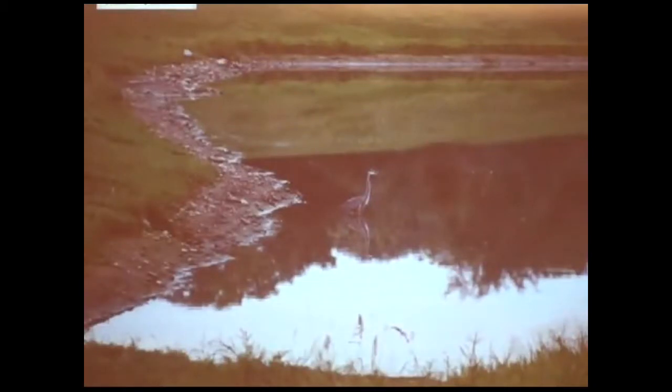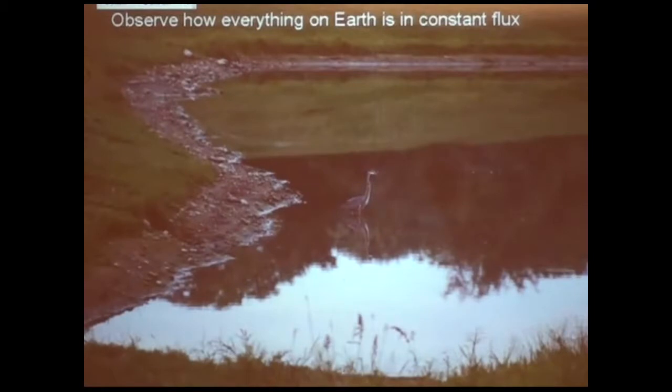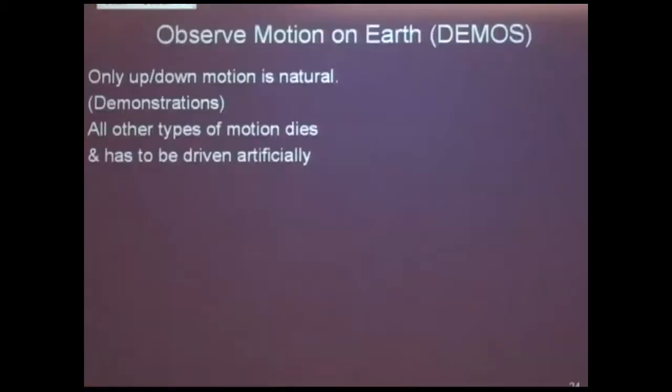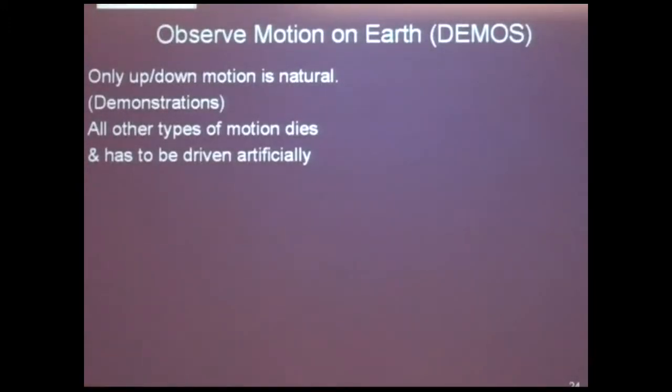This is his conclusion. On the other hand, Earth is, by contrast, in complete flux. Everything is changing. If you look at snow, it's going to melt tomorrow. Wood will rot, and iron will rust, and so on. Nothing on Earth remains the same. People will get old, die, and decay. So the substance of heaven never changes, but the substance on Earth is always changing. So he reaches this conclusion that heaven and Earth are made of different stuff.